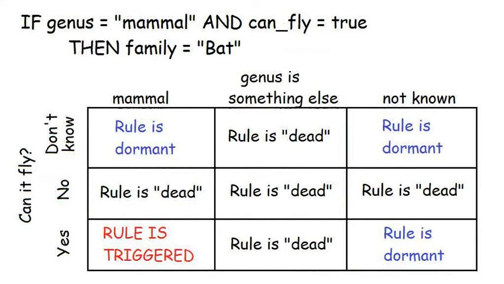Take that other rule that let you identify whether the animal was a bat or not. The if part consists of two parts. Was the animal a mammal, and could it fly? If the known facts are yes for both of those, then the rule is triggered. If either one of those is don't know, then the rule is not triggered, but it is still available for later use. If either one of those is no, then the rule can't be triggered at all, even if the other one is yes. It's dead for the remainder of this session.